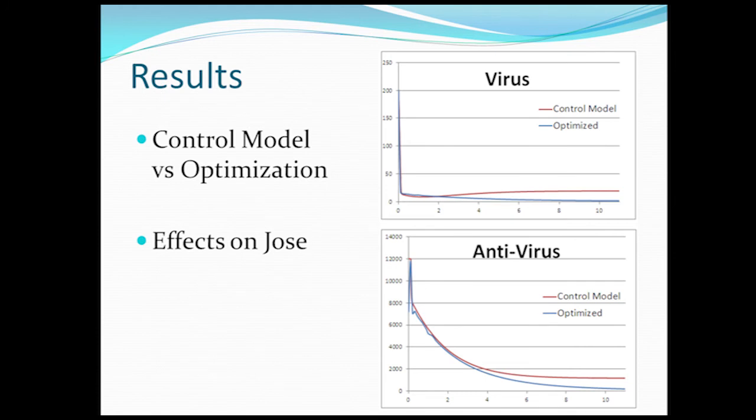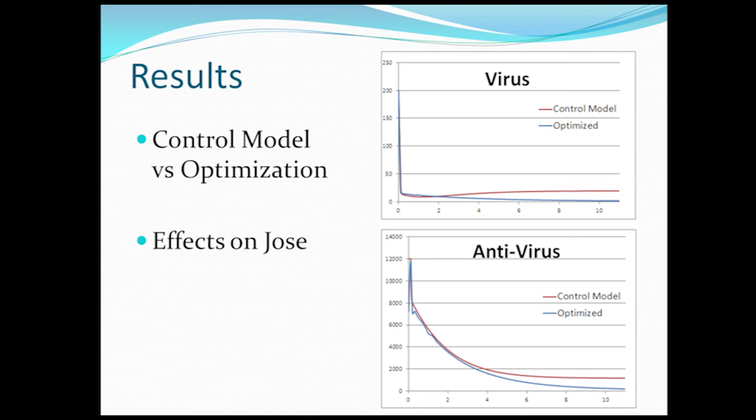So our results were a little surprising. On the graphs you see the virus is on the top and the antivirus is on the bottom, and the red line is our control model where we set a set point and let the controller control that, and the blue line is the optimizer where we optimize the minimum amount of antivirus given over the 10-year period. And you can see they're a little different, but after looking at it, we decided they're pretty much the same because of the simplicity of our model. Statistically speaking, they're close enough to be about the same.